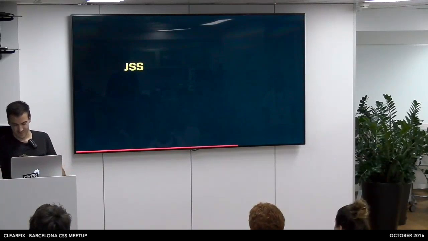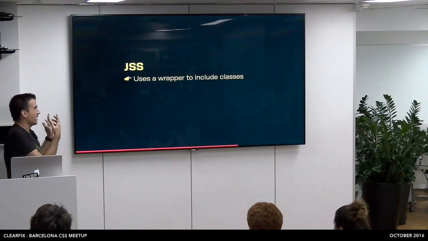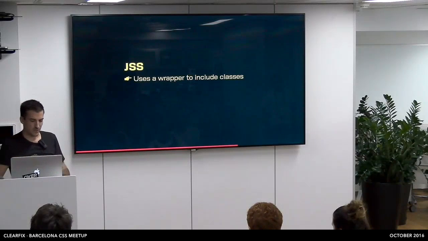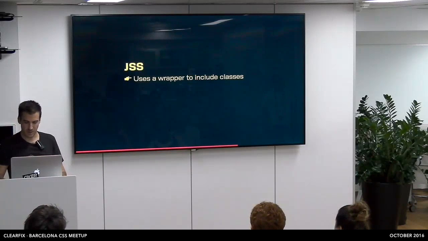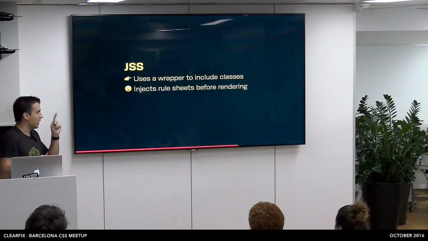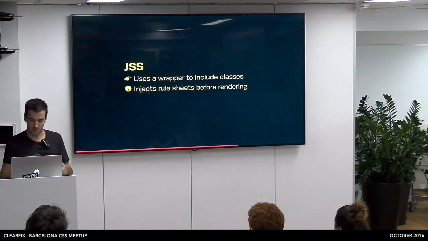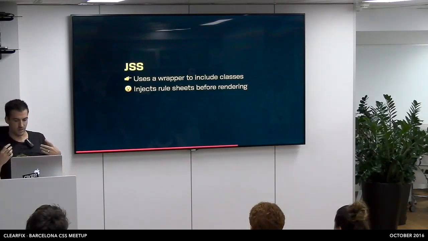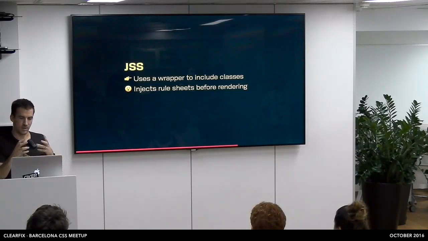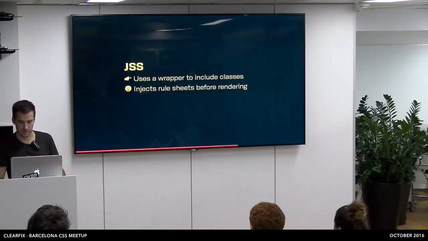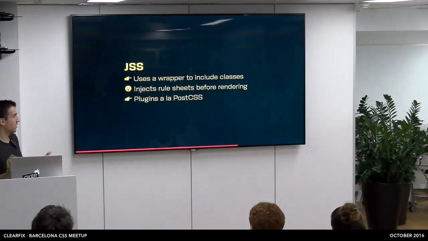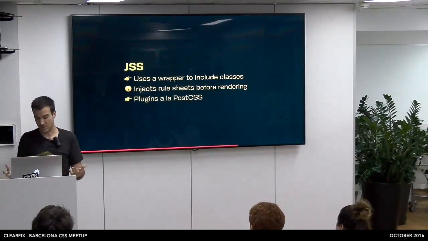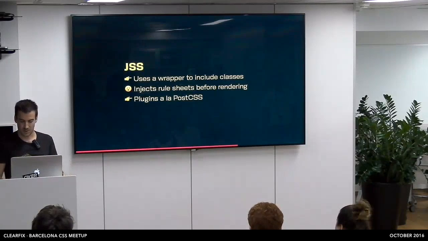So JSS, it's kind of good because it also uses a wrapper to include the classes. It's a simpler one, not like the Aphrodite one. It injects rule sheets before rendering, which is kind of impressive. The components don't get to the screen if the styles are not there, so you don't get these flashes of unstyled content. And it has plugins, just like PostCSS, which is super nice because you can extend your styles however you want.